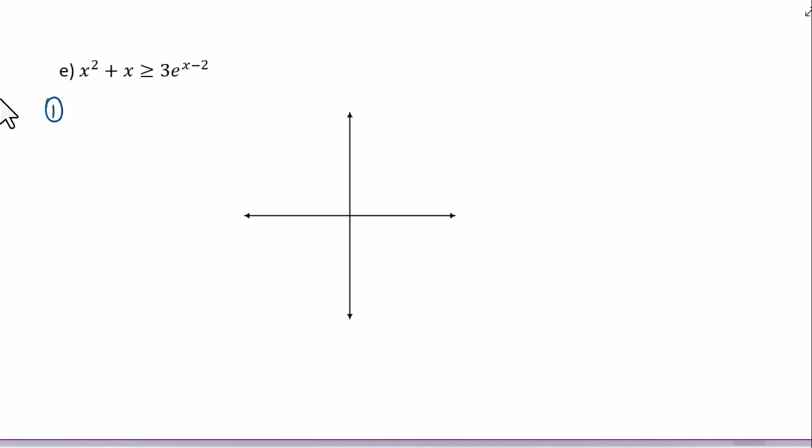First step. Move everything from the right side to the left side. X squared plus x minus 3 e to the x minus 2 power greater than or equal to 0. Second step. Since this is not a polynomial function, we cannot use Poly Roots. We have to figure out the roots by graphing.